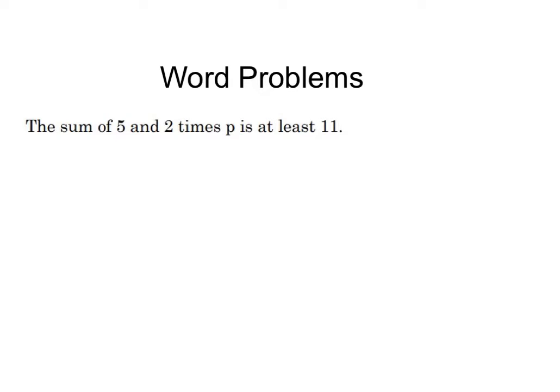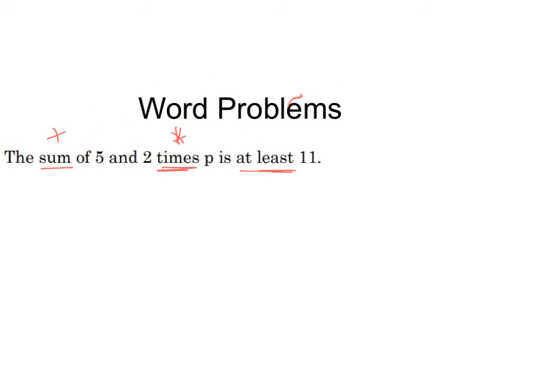First I want to underline words that I'm not sure what they mean. So we have the sum of 5 and 2 times p is at least 11. I know that sum represents the addition symbol, times represents multiplication. I'm going to use a little star. And then at least is an inequality symbol, and that actually means greater than or equal to.